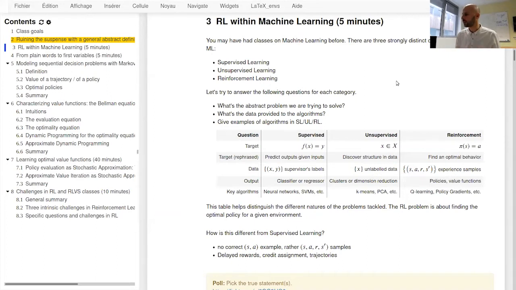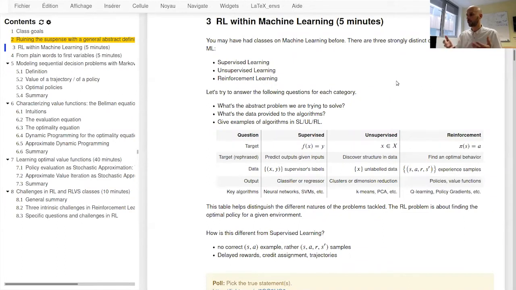So let's start with supervised learning. Supervised learning is about learning a function. It's about predicting outputs given some inputs. This function is a function f of x equals y. And to learn this function, we are given data in the form of pairs (x, y), where x is an input and y is a label that has been put on x by a supervisor, which is why we call it supervised learning. If y is categorical, then we talk about a classification task. If y is continuous or belongs to a metric space, then we talk about regression tasks.